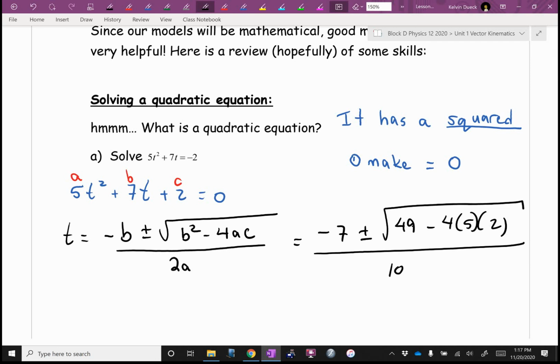Okay. Typically what I'll do next is I will evaluate what's inside the square root. I won't do the square root part yet, but what is 49 minus 4 times 5 times 2, please, on your calculator? I can do that in my head. It's going to be, is it 9? Yeah. Can you take the square root of 9 evenly?